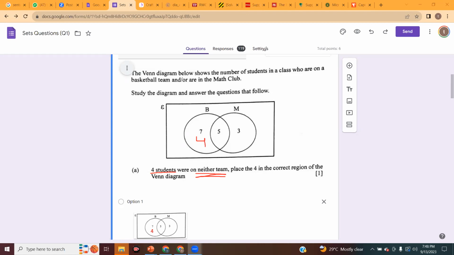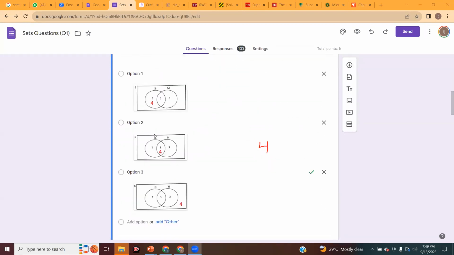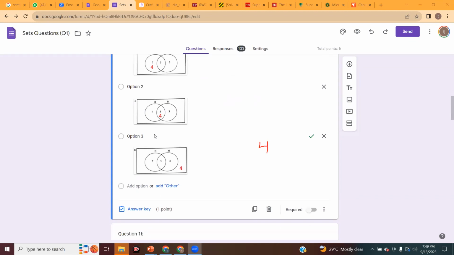So basically you have to put it on the outside of the box, because neither was on a team. Very good. We have to put the 4 on the outside, because it's not in basketball, neither is it inside the math club. So what is the correct option for this? Option 1, option 2, or option 3? Option 3. The 4 will be outside the box. Option 3 is the correct answer.